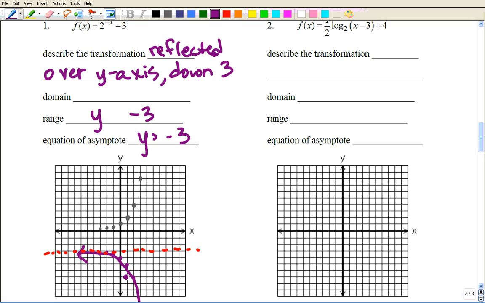We reflected it, so here the y values are going to be less than -3, and for all exponentials the domain is all real numbers.